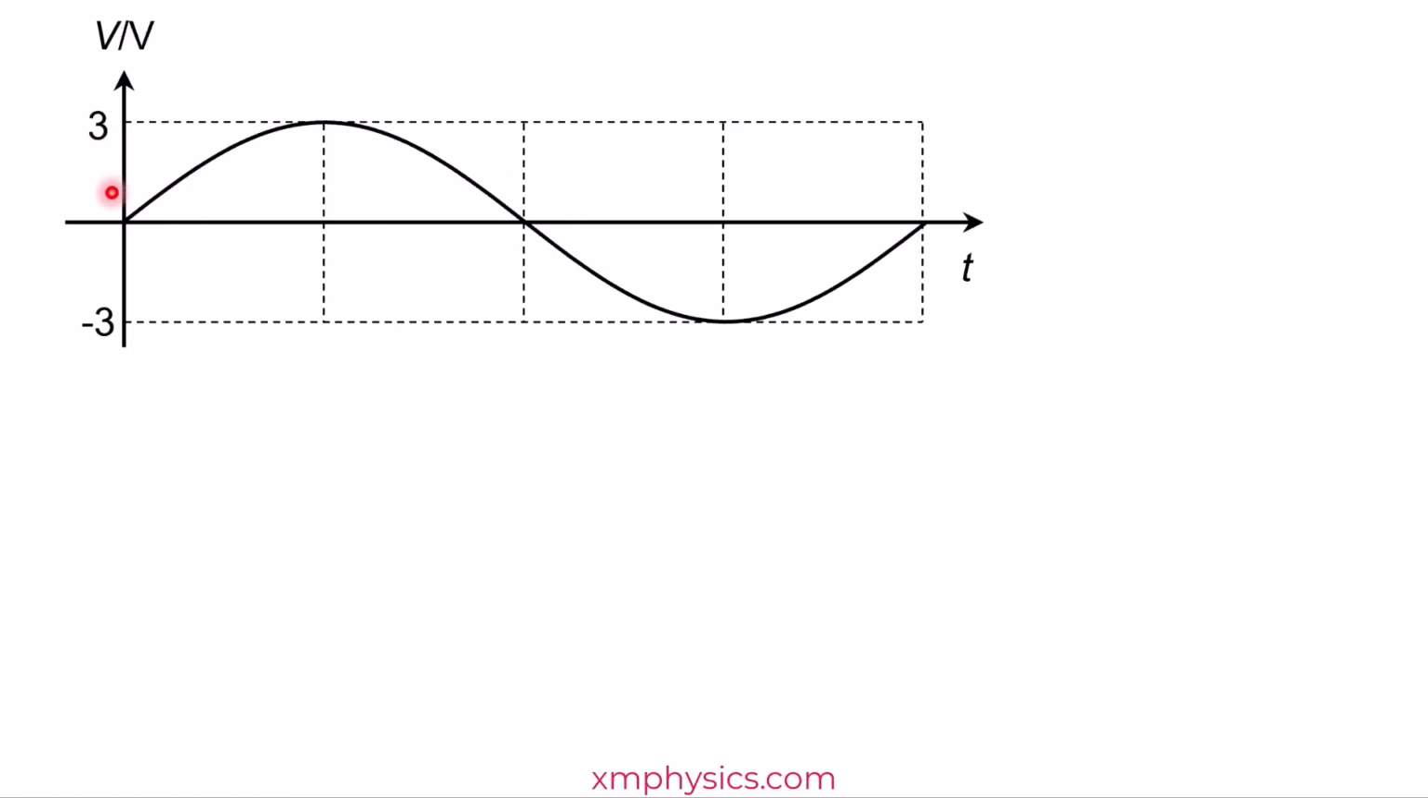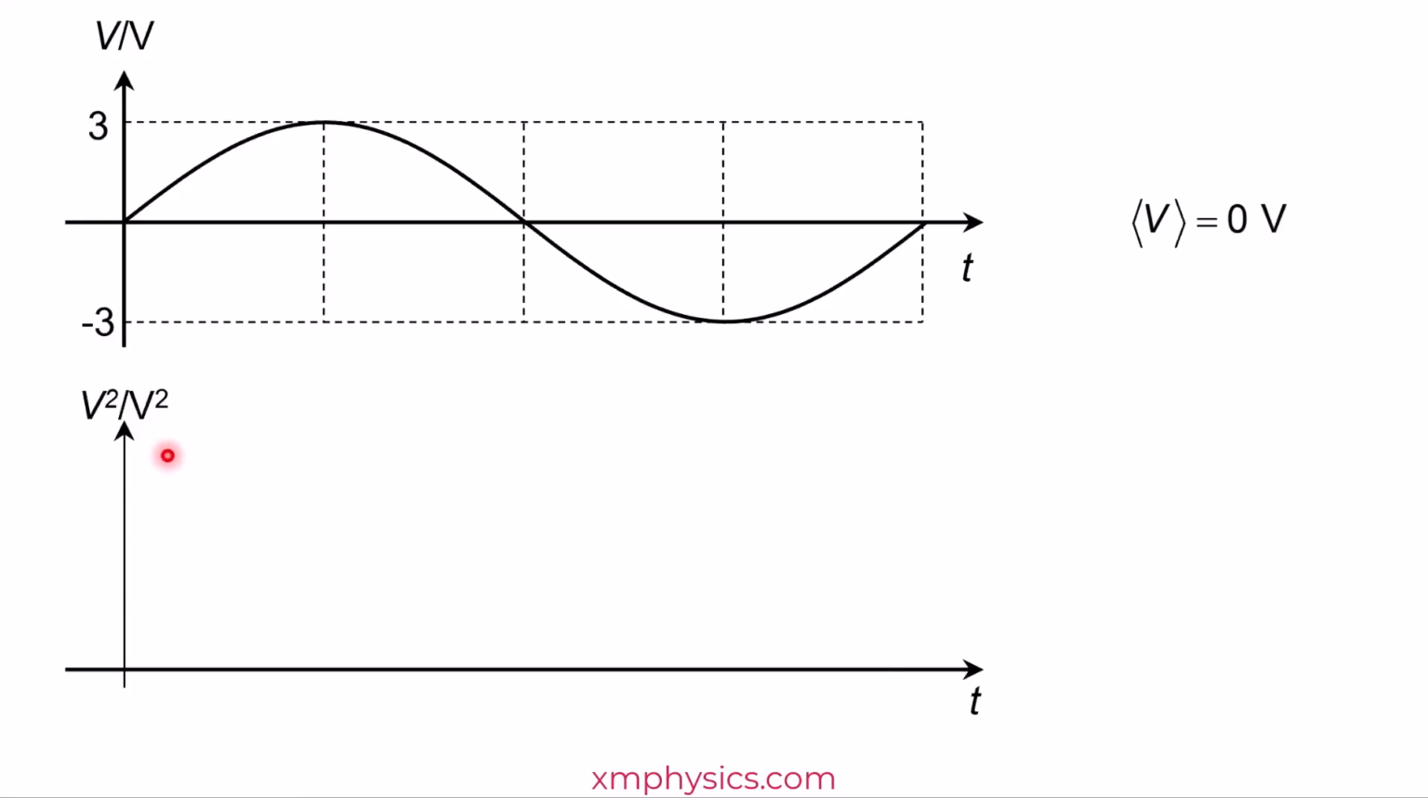What is the average voltage value? It's just 0, isn't it? It's a perfect sinusoidal waveform. Sometimes it's positive, sometimes it's negative, but over one period, the average value is exactly 0. But this is the mean voltage value. What we want is the mean voltage square value.